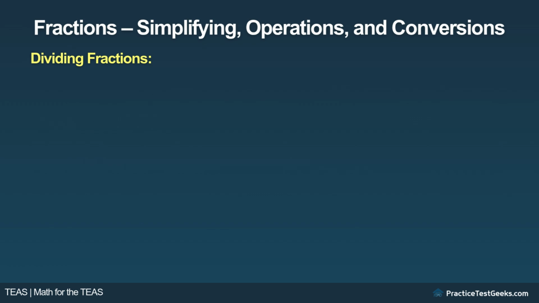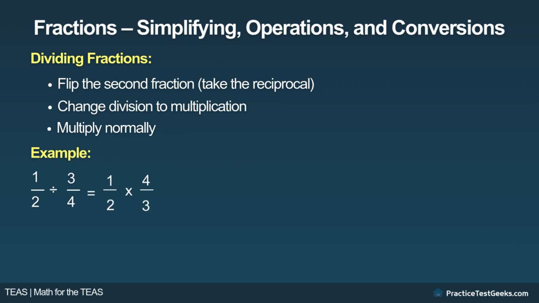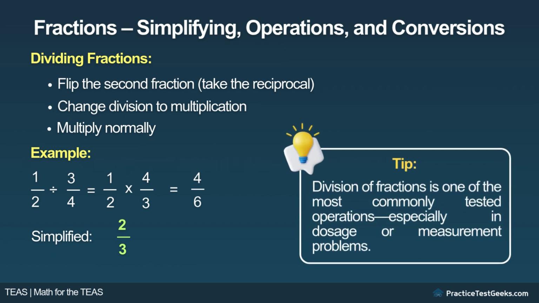Then, for dividing fractions, here's the trick. Flip the second fraction, change the division sign to multiplication, then multiply normally. Example, 1/2 divided by 3/4 becomes 1/2 times 4/3. Multiply that out and simplify. 4/6 becomes 2/3.